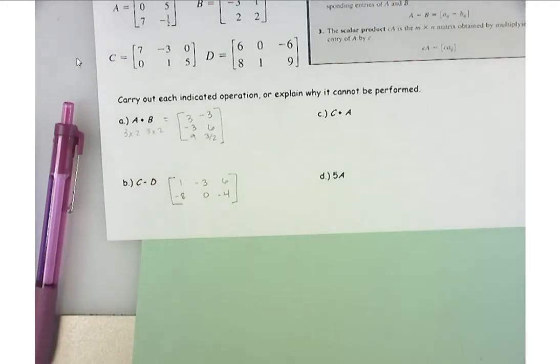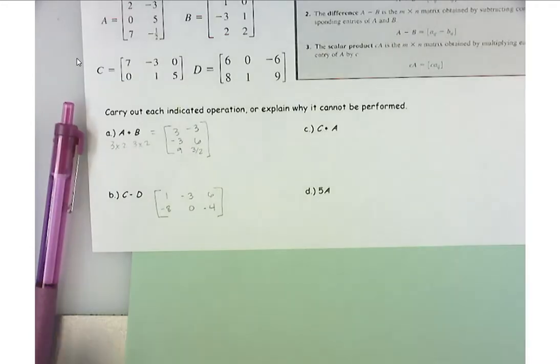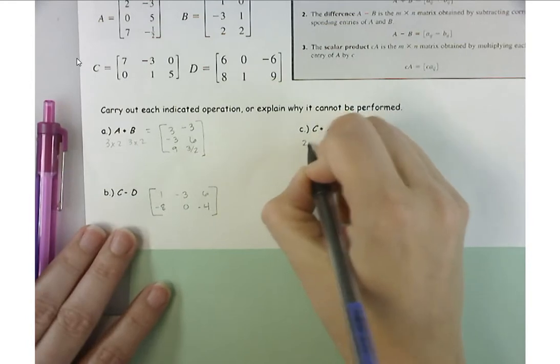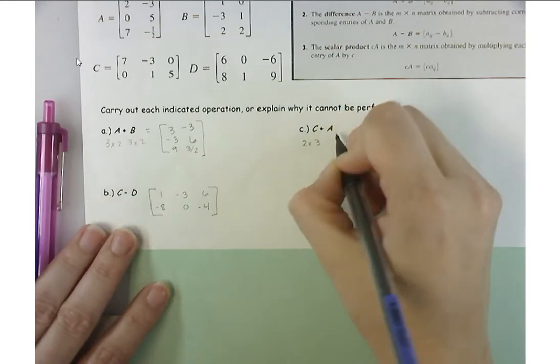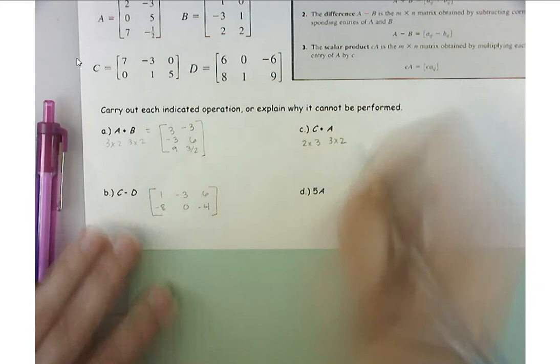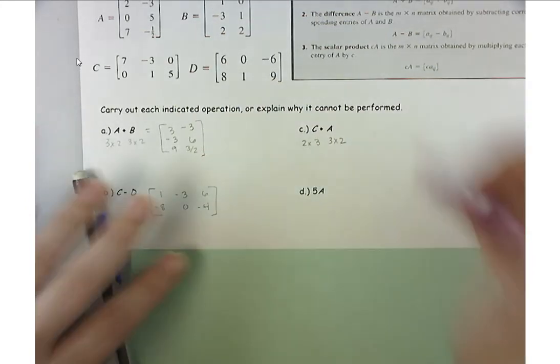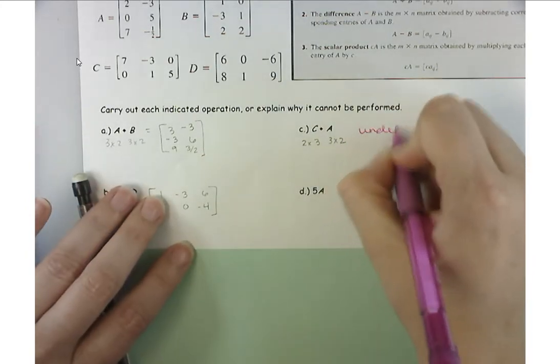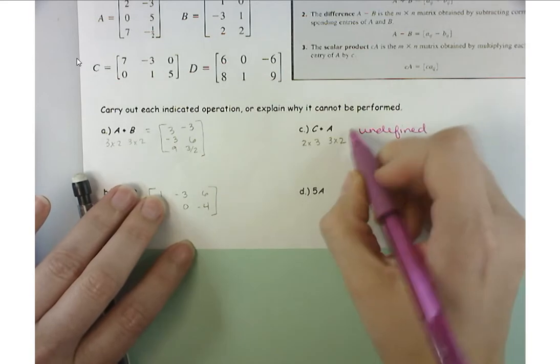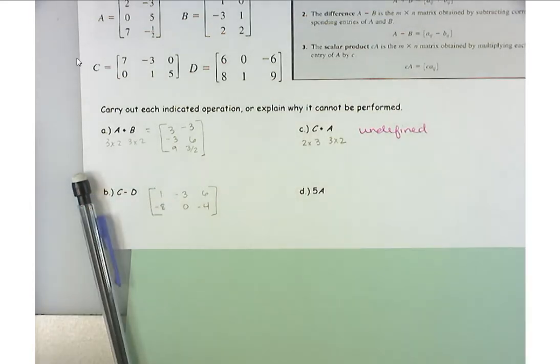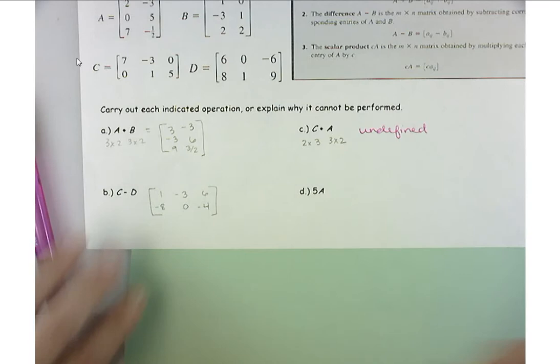And then we're going to add C and A. But what's the problem with that? Right, so C is a 2 by 3, A is a 3 by 2. Okay, so then what we would say is this is undefined. Okay, so they're undefined because they do not have the same dimensions. So we cannot add them together if they're not the same dimensions.